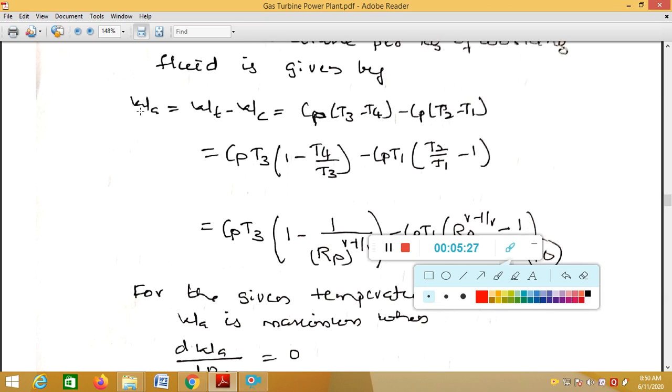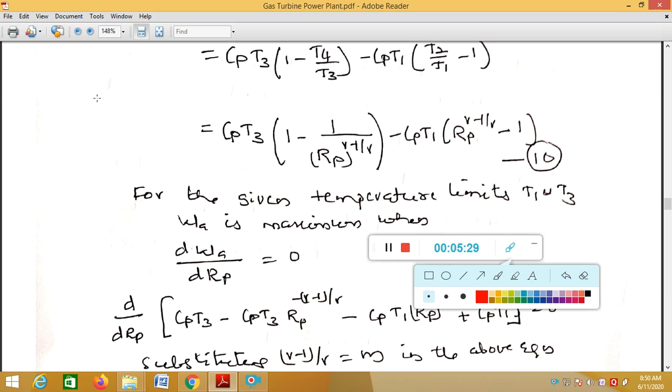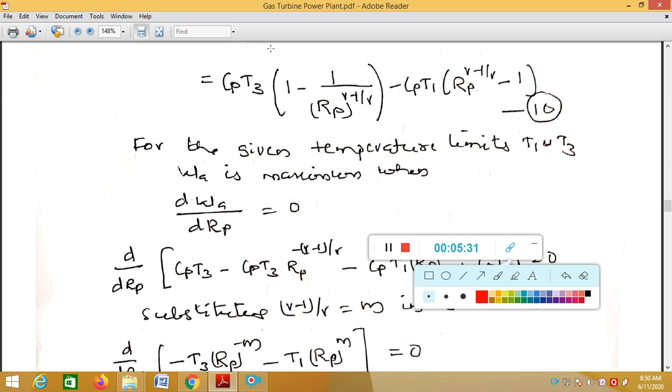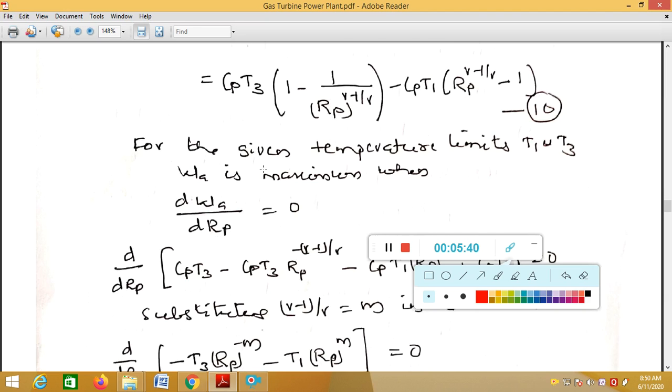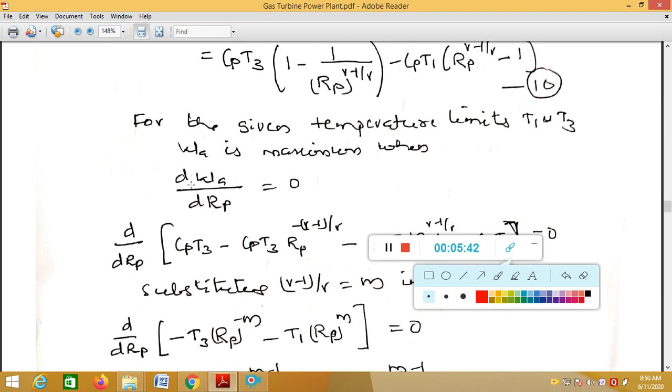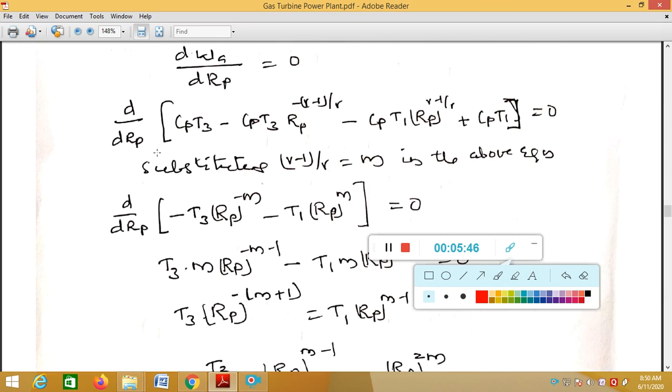Equation 10 gives the work output from the gas turbine cycle. Here, as I have told, T1 and T3 are fixed and Cp is fixed. So for this fixed, the only variable is Rp, the pressure ratio. So differentiating the above expression 10 with respect to Rp and equating it to 0, we will get d by dRp of (Cp T3 minus Cp T3 Rp raised to minus (gamma minus 1) by gamma minus Cp T1 Rp raised to (gamma minus 1) by gamma plus Cp T1) equal to 0.